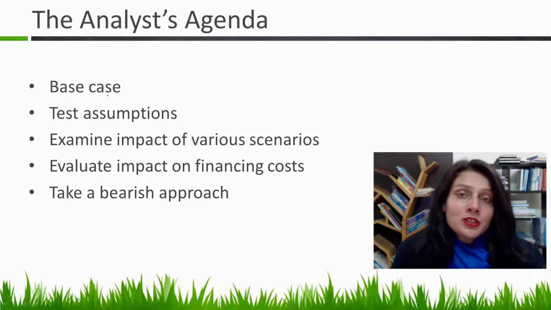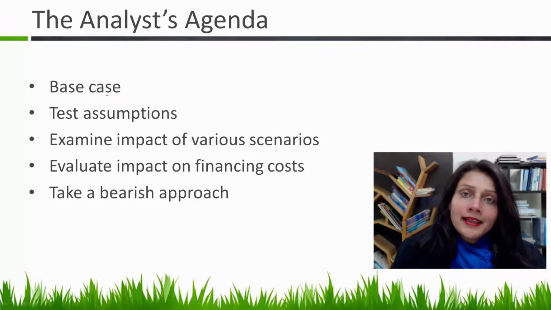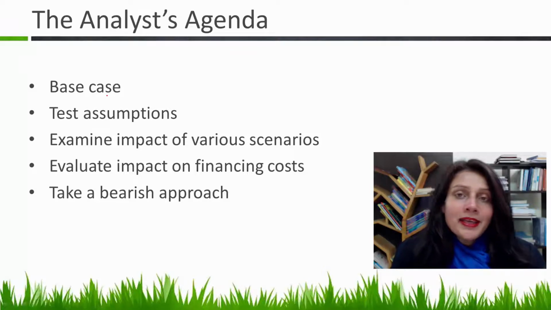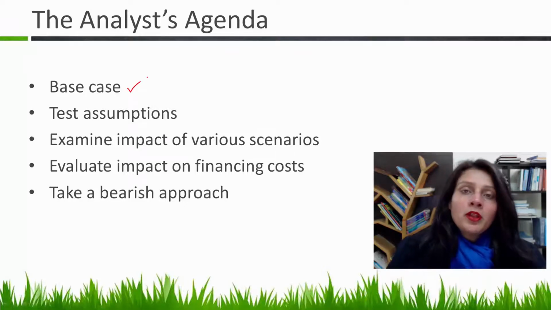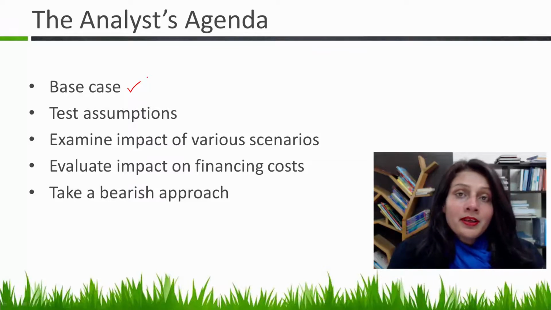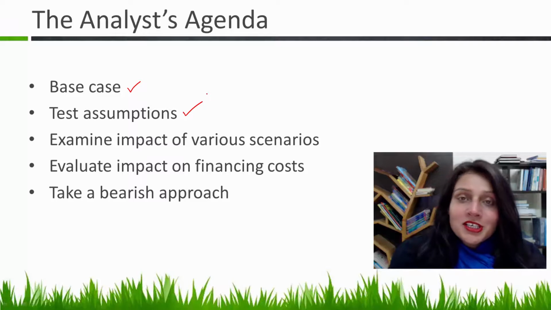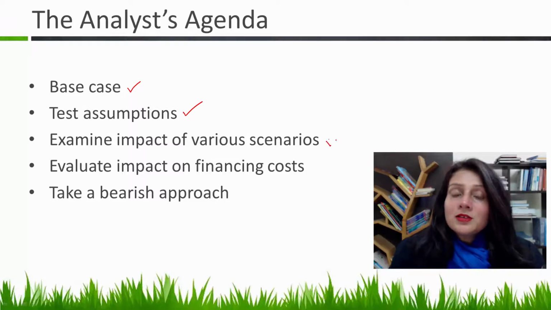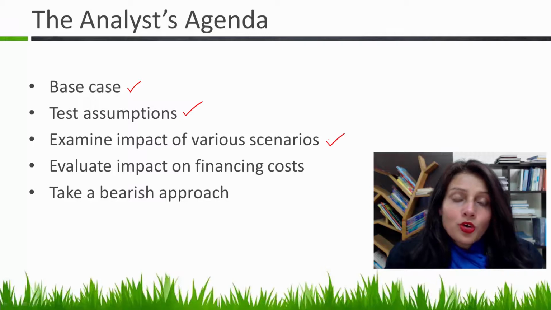The first step for the analyst to do is to take the balance sheets and the income statement of both the acquiring company and the target company and prepare a base case. The base case will be made on the assumptions of the acquiring company. What the acquiring company is thinking will be the sales or the revenues or the capital structure in the future. And then the analyst must test the assumptions that have gone into building this model, into building the projections made by the acquiring company.